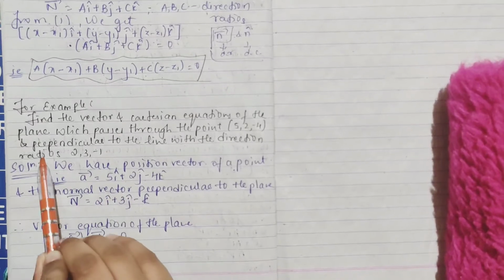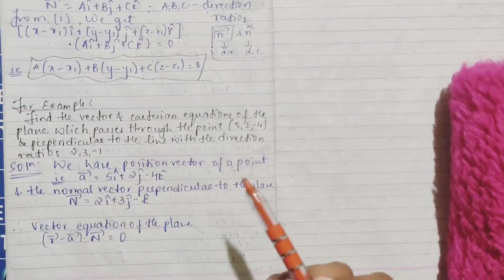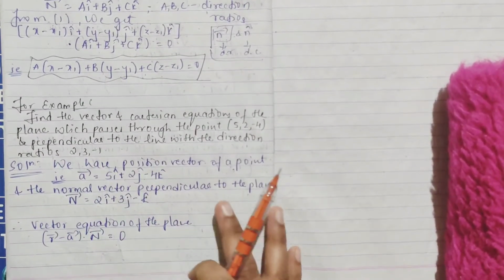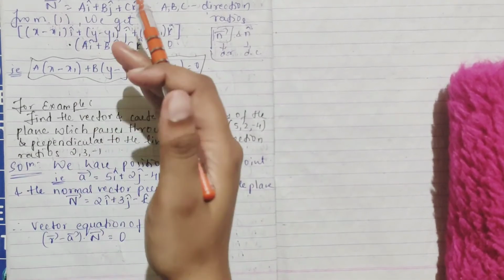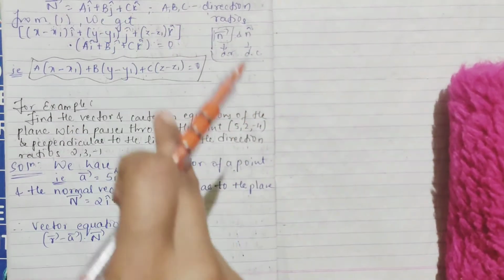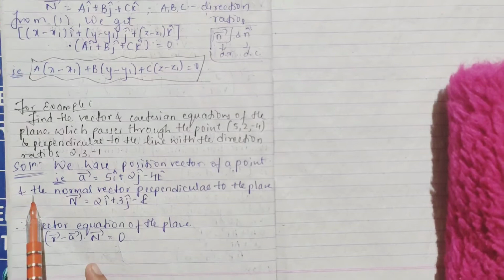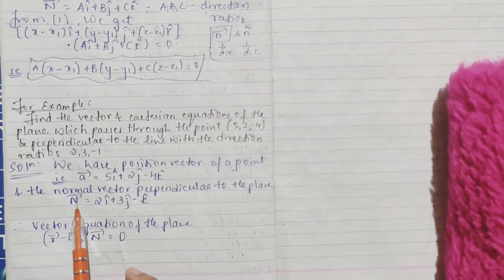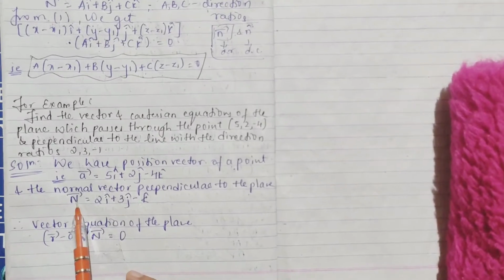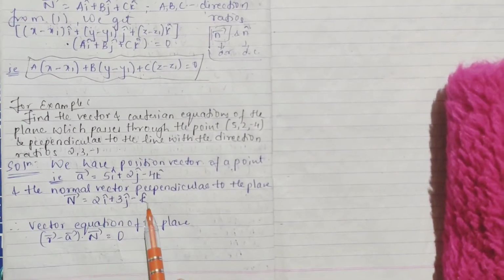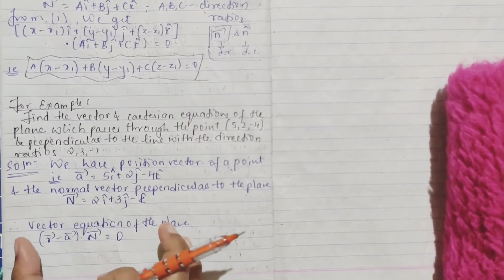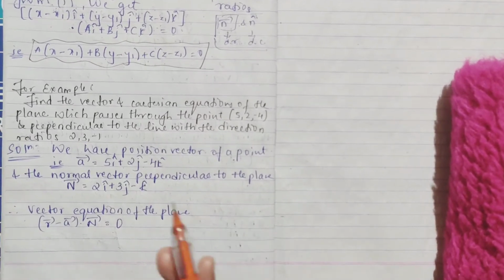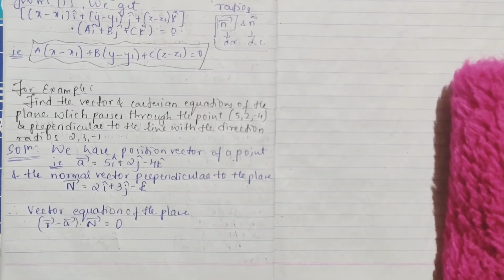What else are they saying? Perpendicular to the plane. Perpendicular means normal vector, right? Just as we explained, the normal vector is perpendicular to the plane. So the normal vector, we had taken it as vector n, this is 2i cap plus 3j cap minus k cap. First we will find our vector equation, then we will head to our Cartesian.